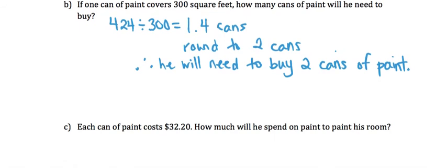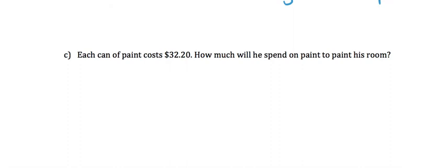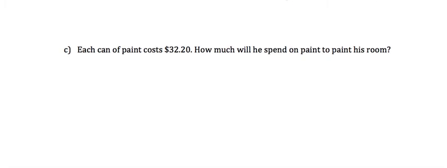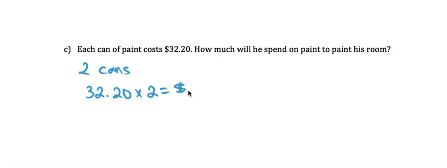The next part of the question asks us to calculate the cost. So each can of paint costs $32.20. How much will he spend on paint in order to paint his room? Well, if I need to buy 2 cans of paint, and each can costs $32.20, I'm going to take my $32.20 and multiply that by 2. To give us a total cost of $64.40.